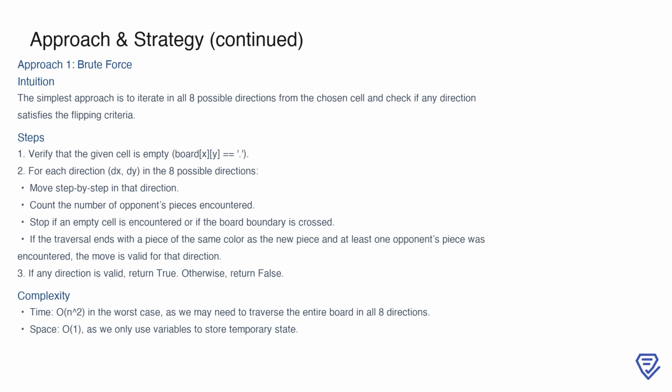However, if the traversal ends with a piece of the same color as the one being placed and at least one opponent's piece was encountered along the way, then the move is valid in that direction. If any of the 8 directions is valid, the entire move is legal. While simple to implement, this approach can be computationally expensive since it involves traversing large parts of the board multiple times, especially in edge cases where no valid move exists.